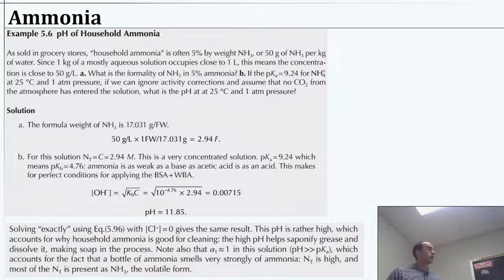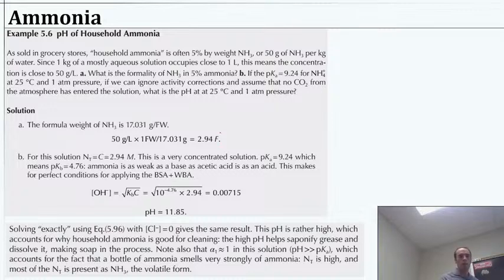And then the second question, which is kind of the more interesting one, is: if the pKa for ammonia is 9.24 at standard conditions, and we're going to ignore activity corrections, and we're going to assume no CO2 is coming in, then what is the pH at standard temperature and pressure? So we can approach this then.